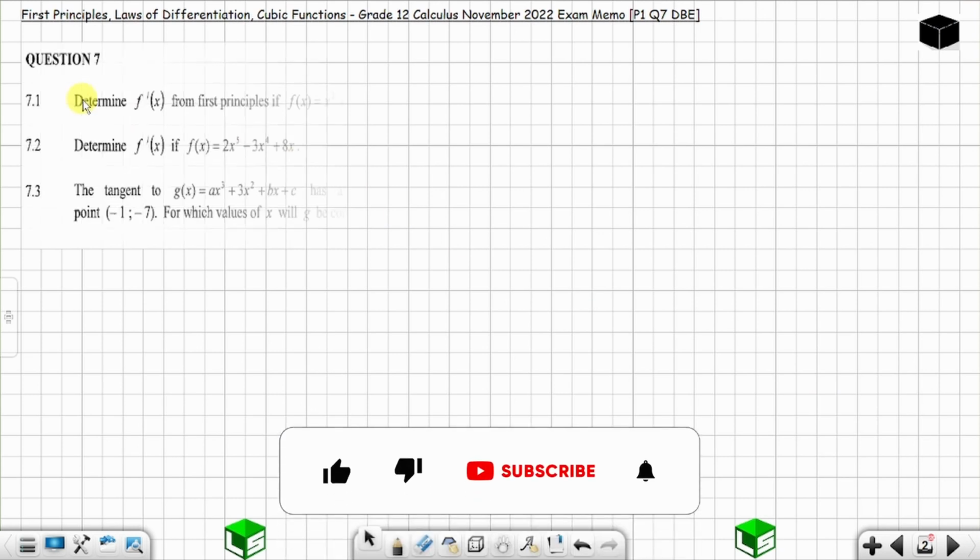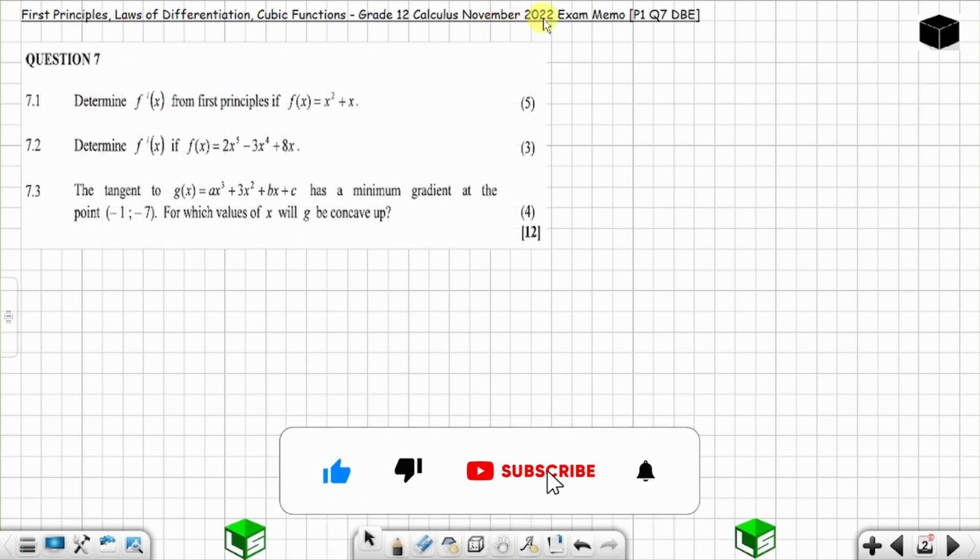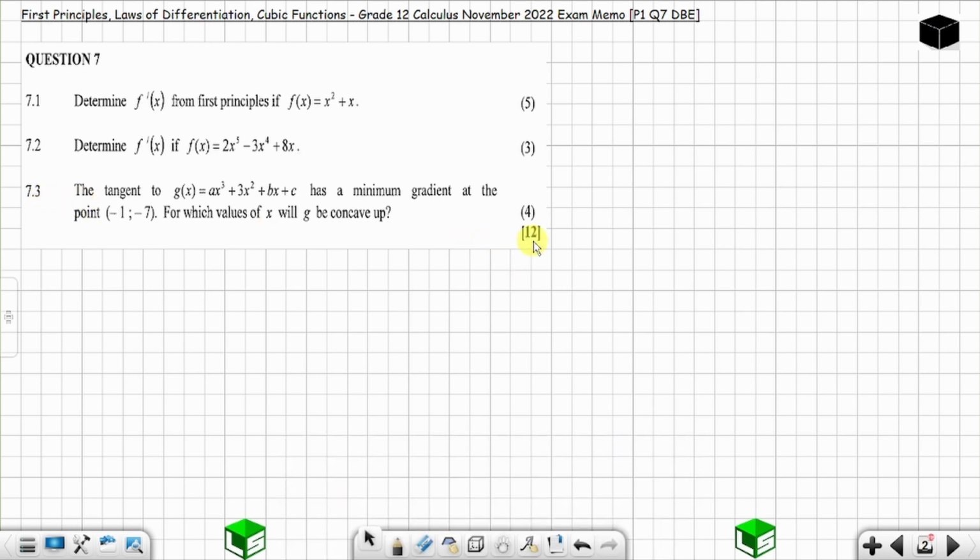Okay, question 7 from November 2022. You have 3 questions to solve and the total is 12 marks. Okay, so 7.1. Determine f prime of x from first principles if f of x is equal to x squared plus x. This question is 5 marks.